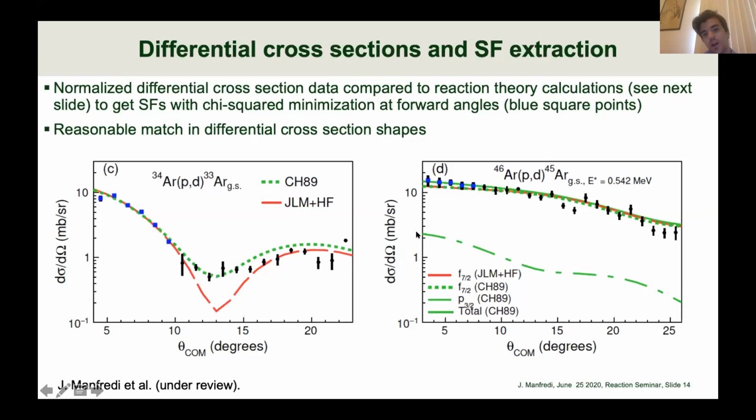However, like I said, we are able to separate that out. The cross section points are shown in blue and black. The blue points correspond to what we use to actually do the spectroscopic factor extraction, which is just a straightforward chi-square minimization using the most forward angle peak, even though that peak in argon-46 PD is quite weak. So here we use those first 6 points, and on the right we use the first 5 points.